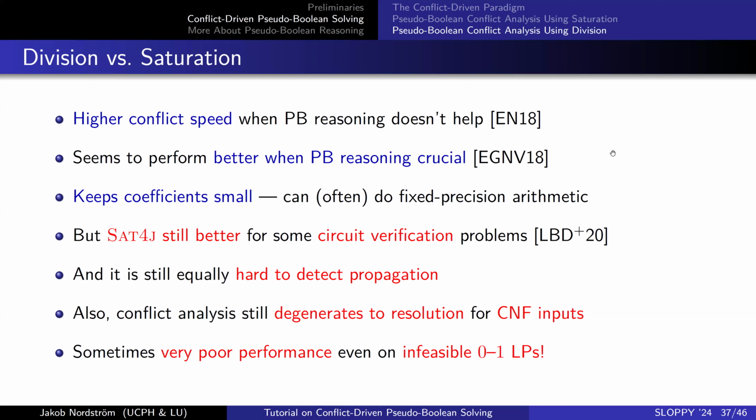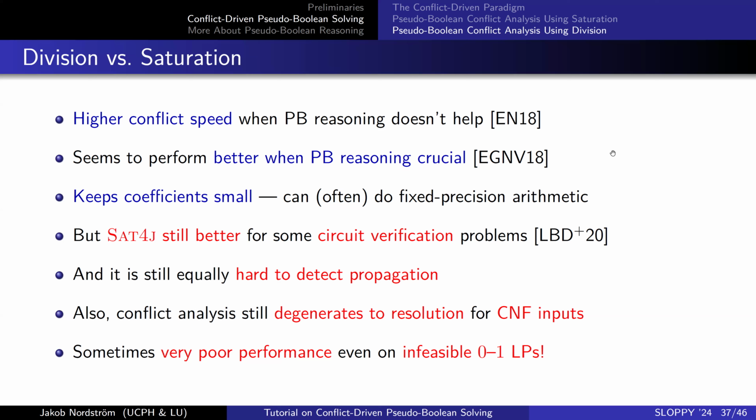And another very nice thing is that since we're dividing all the time, our integers will be much, much smaller, so much smaller that actually the default version of rounding SAT runs in fixed integer arithmetic, which is something that SAT4J could not possibly do.